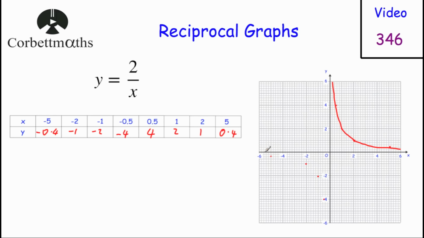So we've got our points, and we're going to draw a nice curve through them. So that would be the graph of y equals 2 over x. If you had something like y equals 4 over x, it would have the same shape, but it would just be slightly further out. So it'd be slightly higher up and slightly further down, and so on. Okay, let's have a look at our next topic.